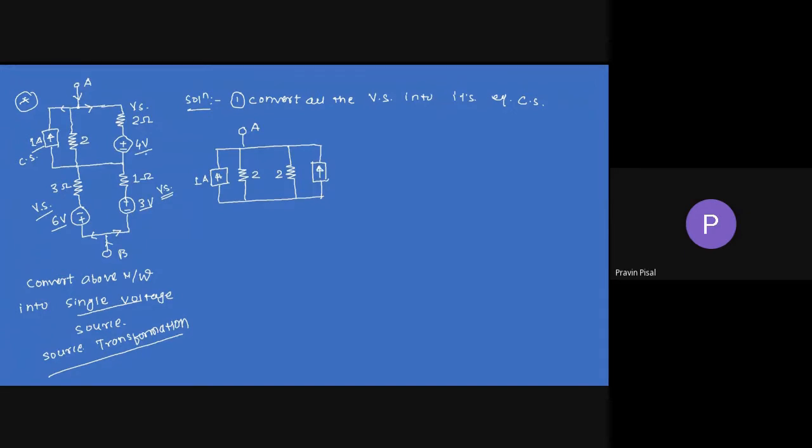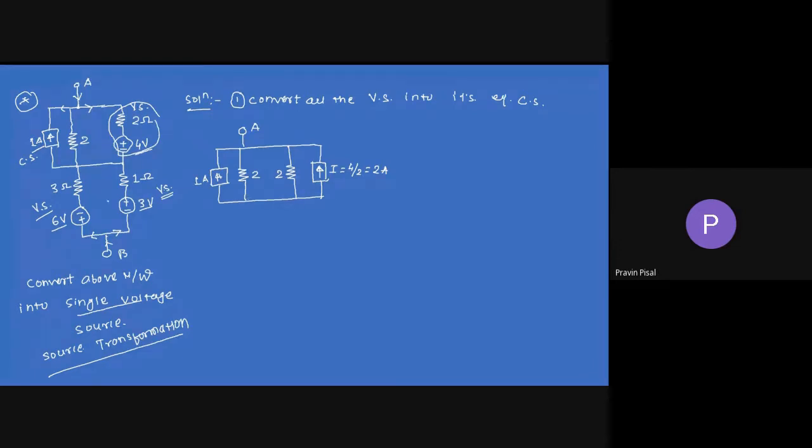Okay, what is the value of this current source? The value of this current source is, by Ohm's law, 4 by 2, that is voltage by resistance. So the answer is 2 ampere. Okay, so you can see that we have converted this 4 volt voltage source into the current source. Right.